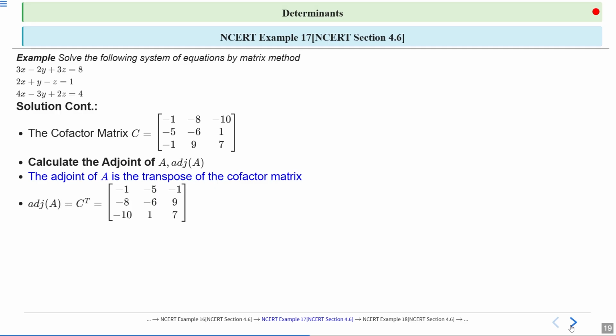So the rows become columns. The first row, that is minus 1, minus 8, minus 10, becomes the first column of the adjoint of A, that is minus 1, minus 8, minus 10. In a similar way, minus 5, minus 6, minus 1, the second row of the cofactor matrix, becomes the second column of the adjoint of A. Okay, so that's how we find the adjoint of A. Now we have the matrix adjoint of A.